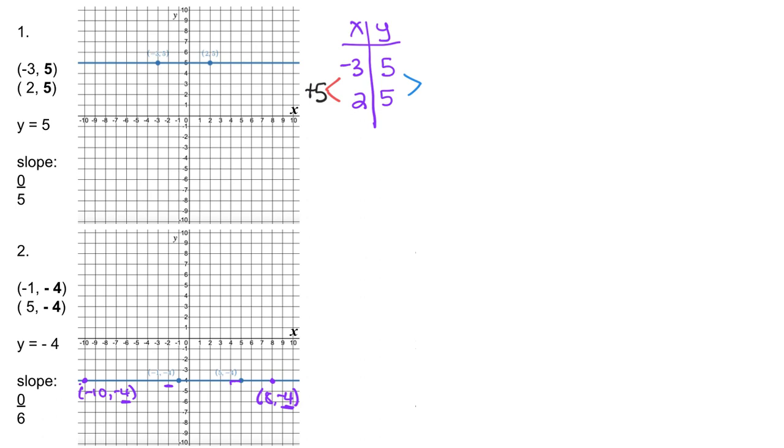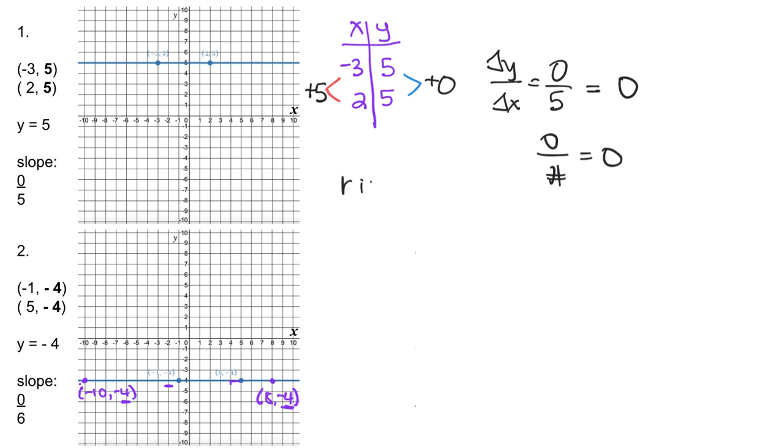If I am going between 5 and 5, there's no difference. If I subtract those, I'm going to get 0. You could think of that as +0 or -0. It doesn't matter. It is just a difference of 0. And so change in y over the change in x is going to be 0 over 5. 0 divided by anything is going to be 0. It doesn't matter what you're dividing by. 0 divided by any number is always going to be 0.